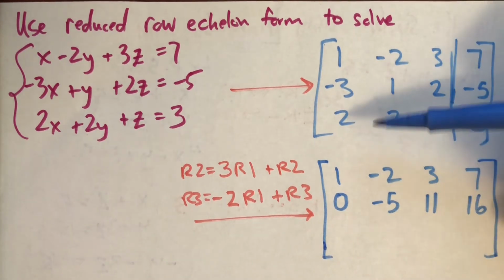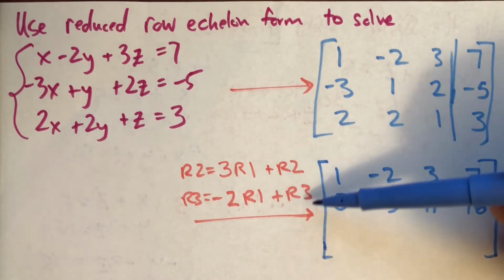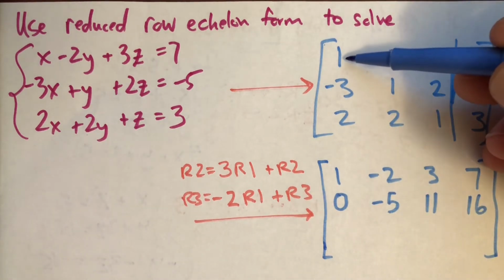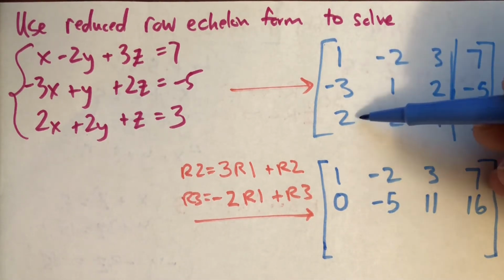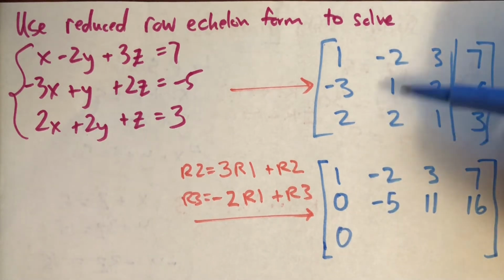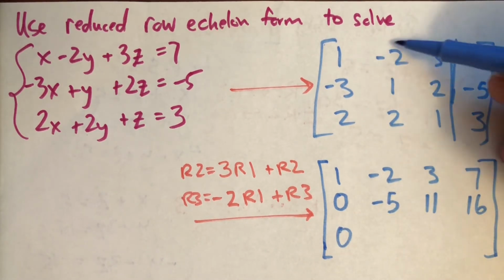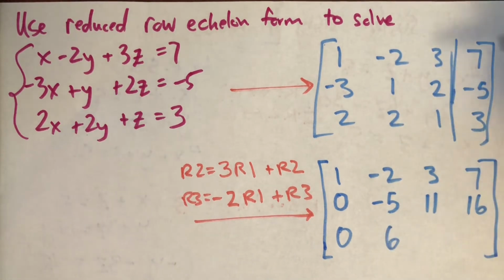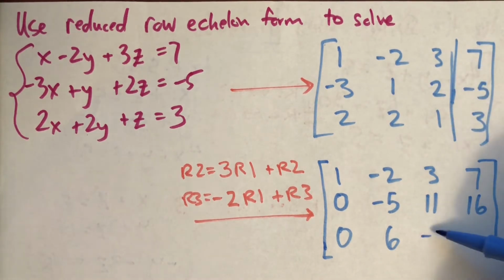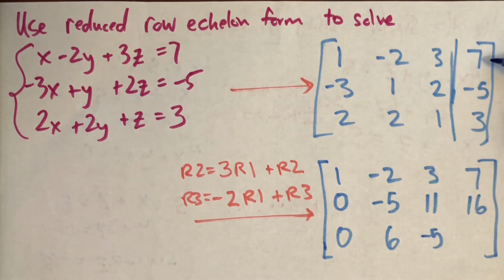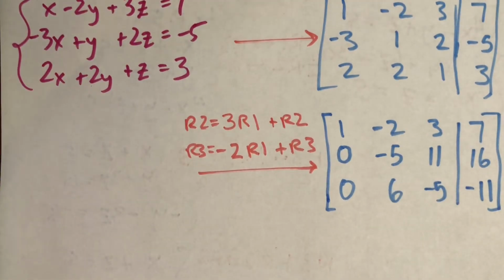We will do -2 times row 1 plus row 3. So -2 times row 1 would be -2, plus 2 would be 0. That's good. And then -2 times this one would be 4, plus this would be 6. And then -2 times this one would be -6, plus 1 would be -5. All right, -2 times this one is -14, plus 3 would be -11. All right, put a little line there. Okay, so good. We're almost in good shape here.